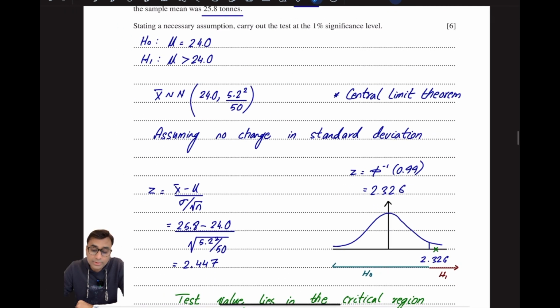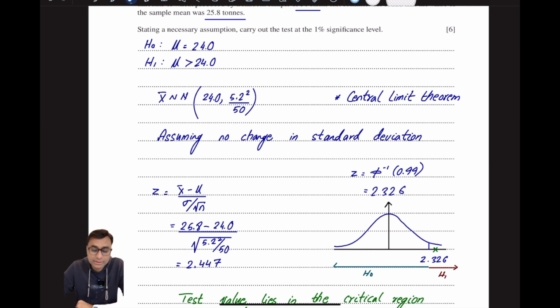I have to perform the test at the 1% significance level. Since it is a one tail upper tail test, my upper tail must contain 1% probability. So I will find out phi inverse of 0.99 looking at the normal probability table, and that comes out to be 2.326. So I know that if a value lies above the 2.326 value, then H1 will be accepted, and if it is below 2.326, it will be the rejection of H1 and acceptance of H0.